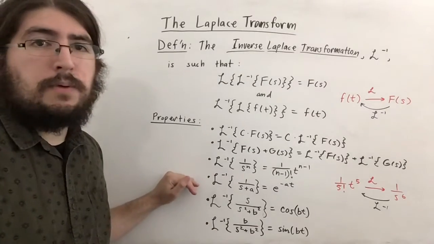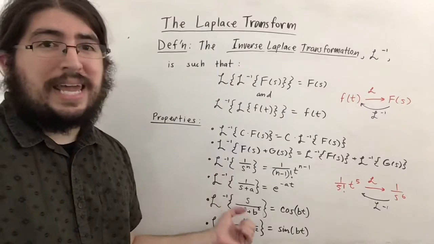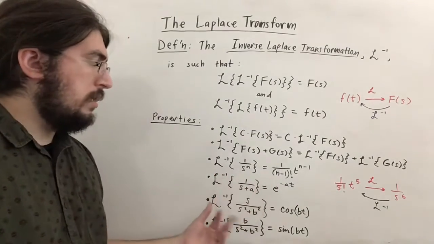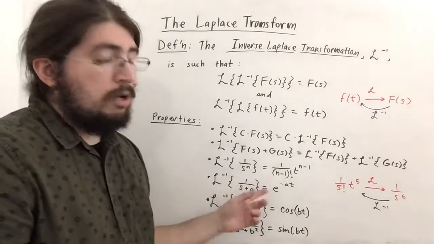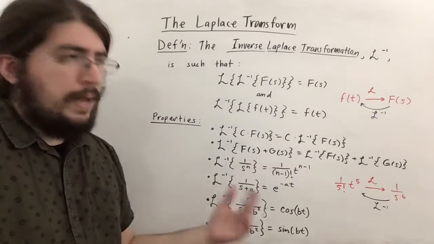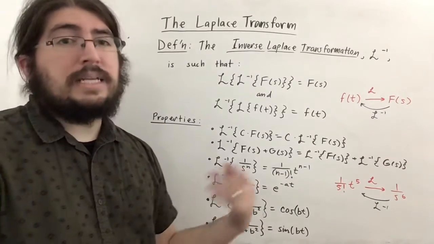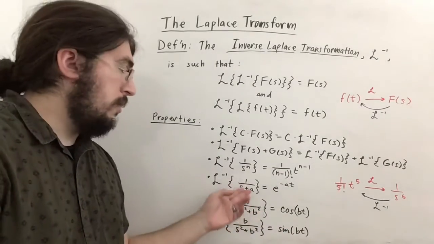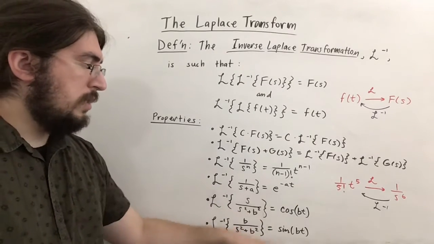This one isn't super surprising. Remember that e to the at had Laplace 1 over s minus a, but here this is reworded a little differently. If you have a Laplace inverse of 1 over s plus a, then the result will be e to the negative at. And again, that's because Laplace of e to the negative at is 1 over s minus negative a, which is in turn 1 over s plus a. Great. And then you have kind of similar ones for cosine and sine.